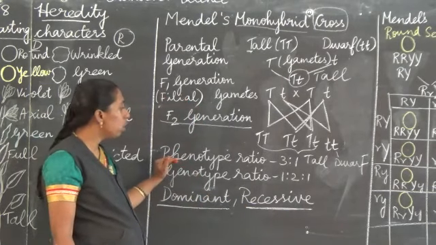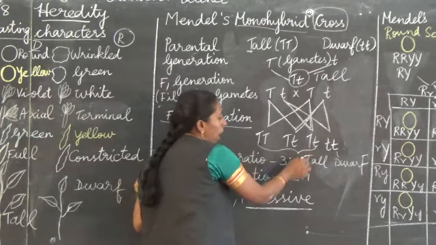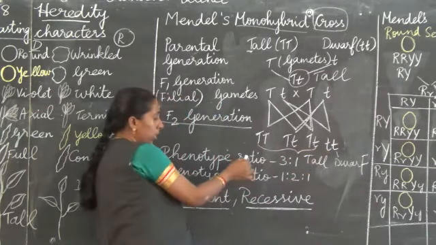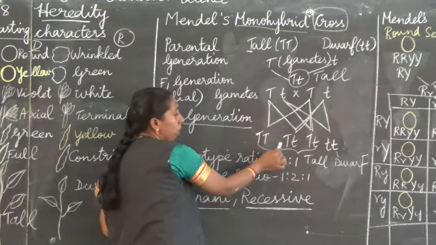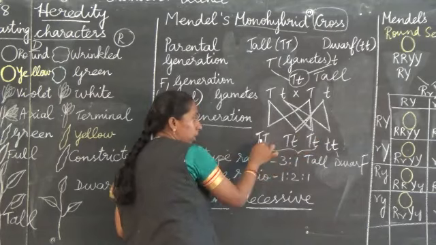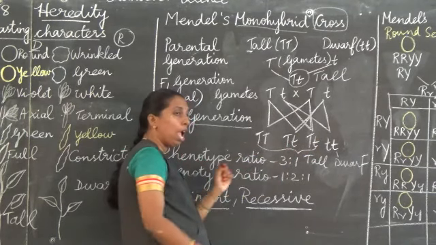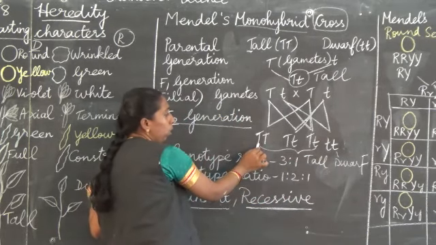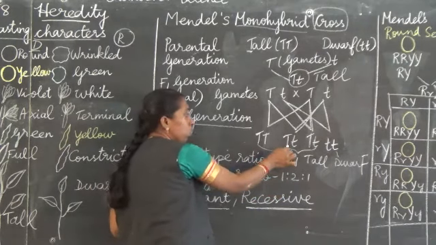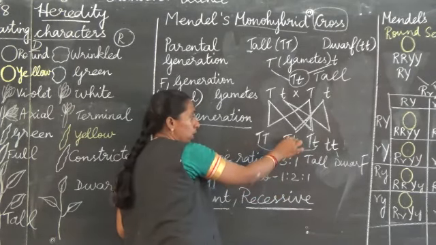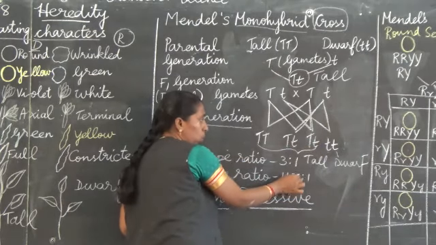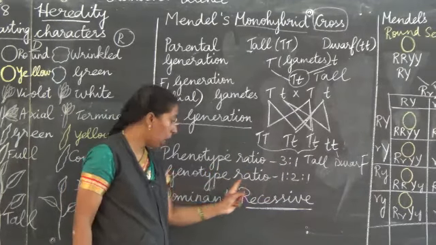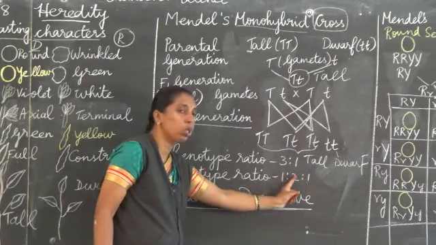So here the phenotypic ratio is 3:1 and the genotypic ratio is 1:2:1. See here, in the phenotypic ratio 3:1, all three plants have capital T, so three plants are tall and one plant is short, that is the dwarf plant. In the genotypic ratio, two capital T is one. These two plants have one capital T and one small t, that is two. And small t small t is one. So the phenotypic ratio is 3:1 and the genotypic ratio is 1:2:1.